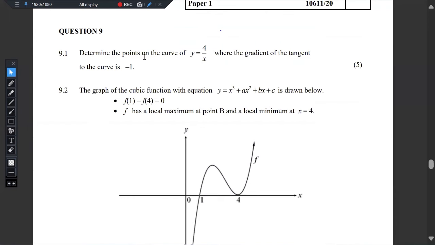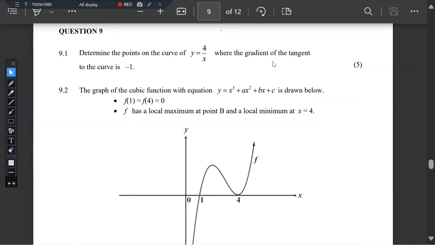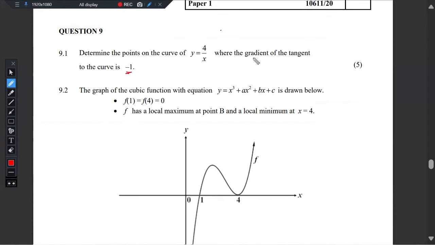So question 9 says 9.1, determine the points on the curve of y is equal to 4 over x, where the gradient of the tangent to the curve is equal to -1. So where they say the gradient of the tangent to the curve is -1, they already gave us the gradient. But remember, we already know anything that pertains to the gradient of the tangent, f prime x is equal to the gradient of tan. So which means, what is it that we need to do here?